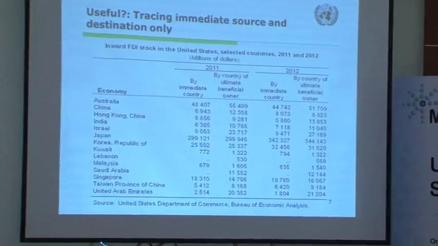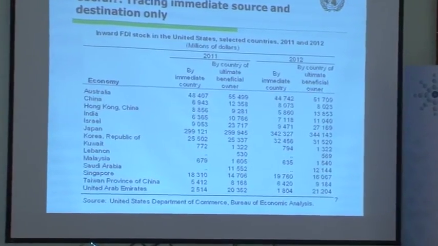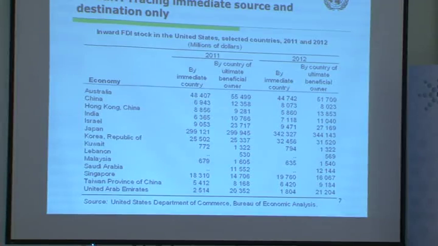Yes? I don't quite get the table. So here it says inward FDI stock in the United States. And this is by the economies in the left column, right? So basically we're saying that Australia invested 48 million in the United States. But the figure by country of ultimate beneficial owner, does that refer to the United States or does that refer to Australia? I see.